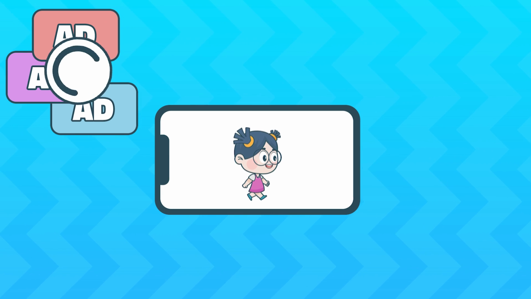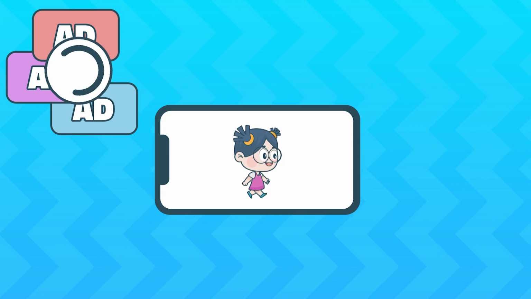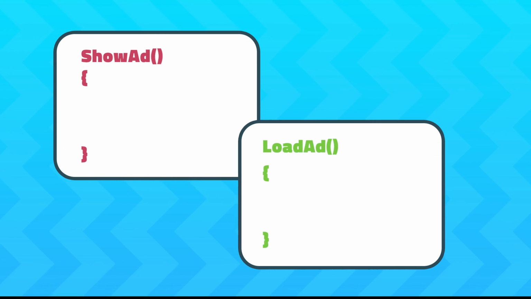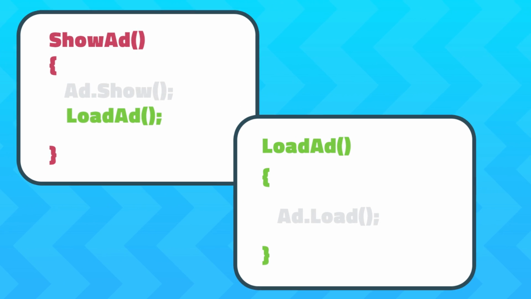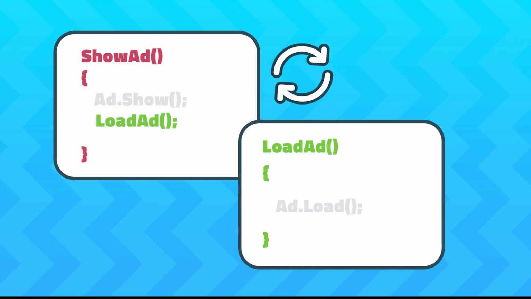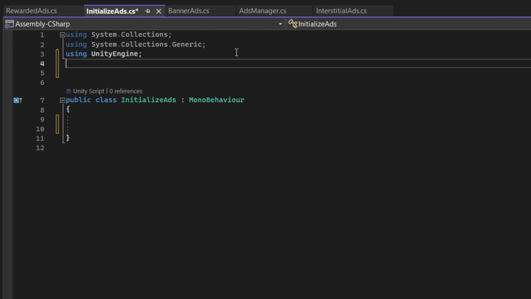Once the ad is displayed, we will initiate the loading of another ad without waiting for the next game over event. In this way, even if it takes some time to load the ad, the player will still be playing the game. And how we'll achieve this is basically just call the load function in the show ad function. Right after it shows the ad, we will immediately load the ad. And this cycle continues.